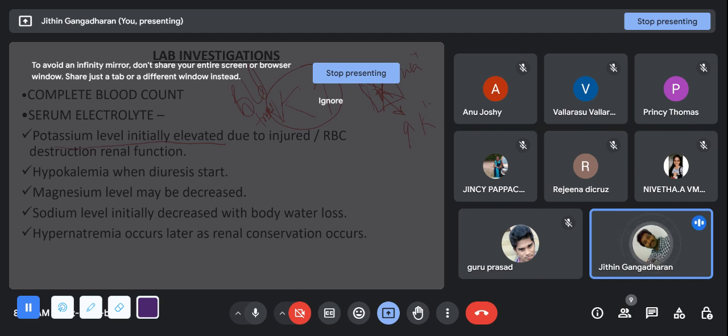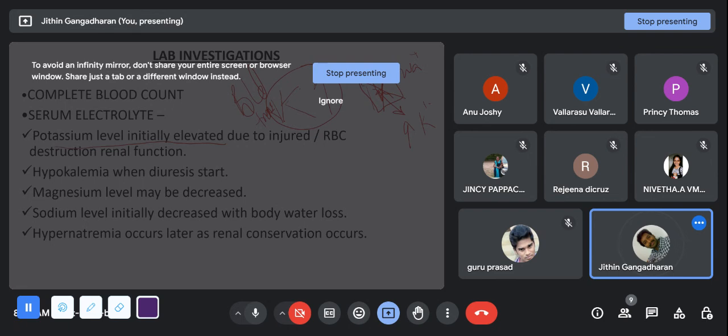The cell will be ruptured. When the cell ruptures, the potassium inside the cell will come out, which increases the serum potassium level. Okay. So any destruction to your cell will lead to a serum potassium level increase. Okay. So understand that there will be an elevation in the potassium.